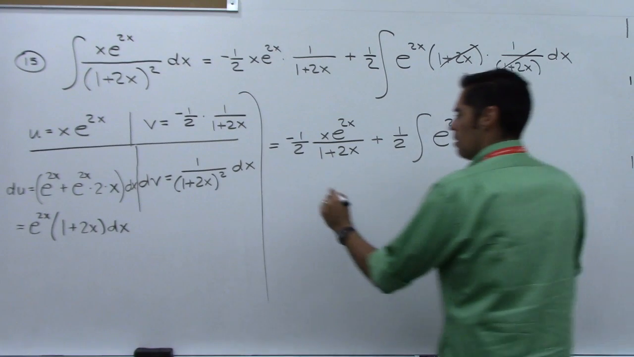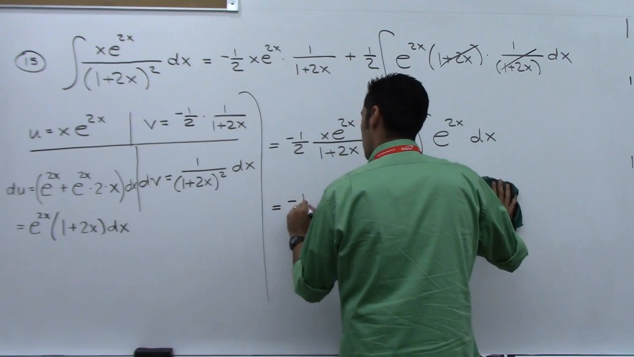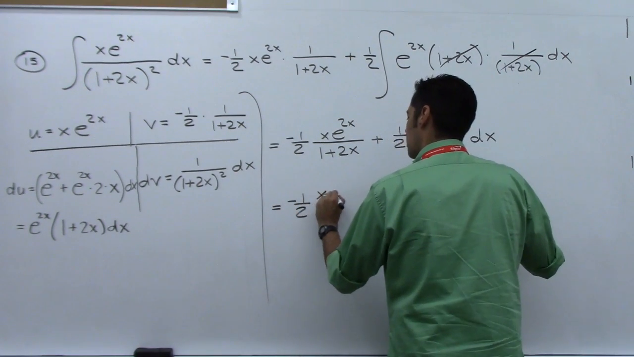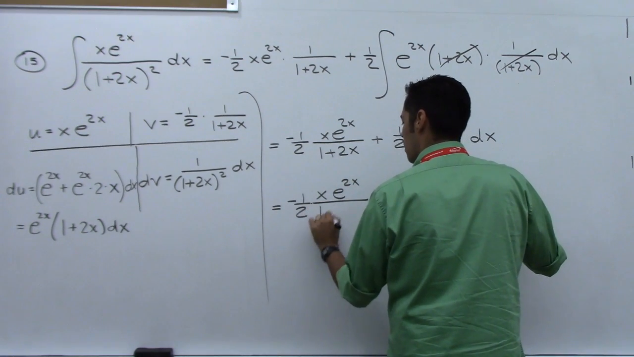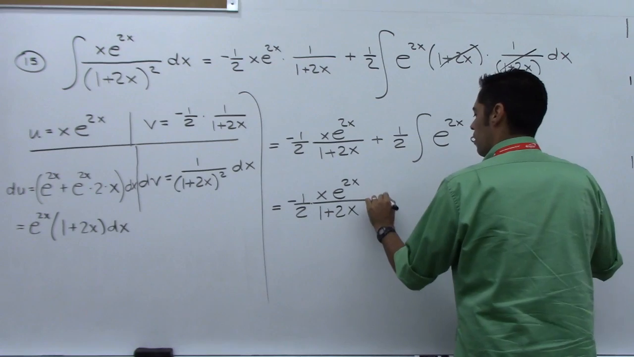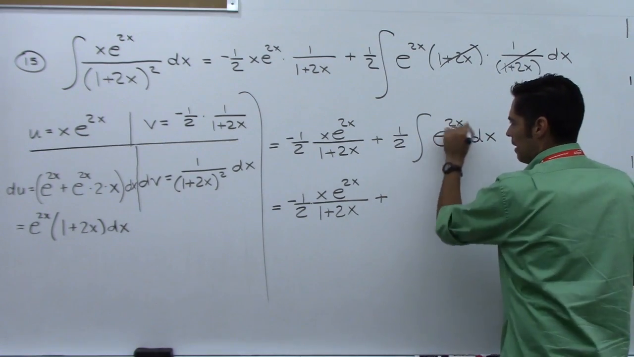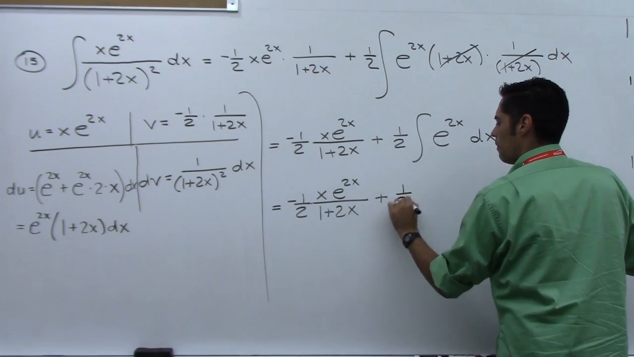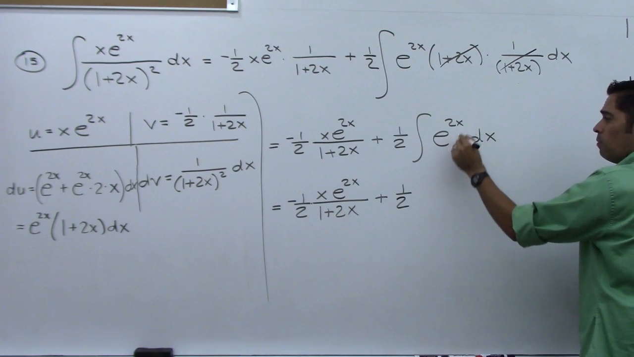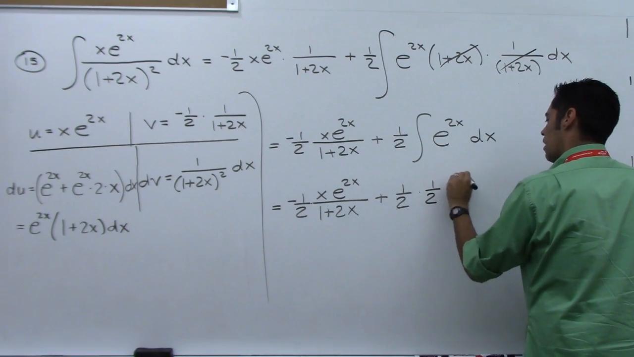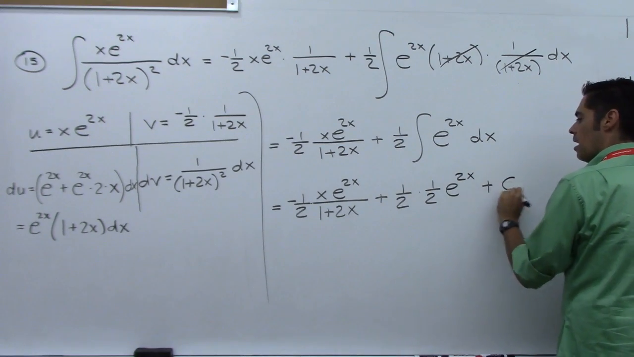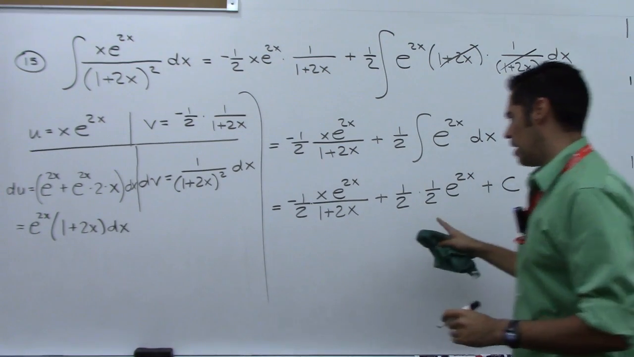So we get negative 1/2 x e to the 2x over, this is multiplication, 1 plus 2x, plus the antiderivative of this, which is going to give us 1/2 e to the 2x plus a constant. And so we put those together and we get 1/4.